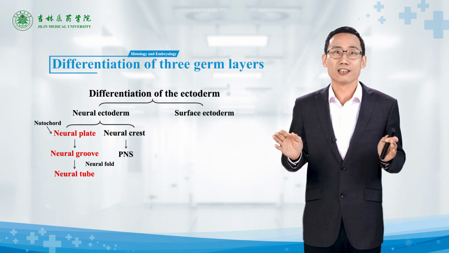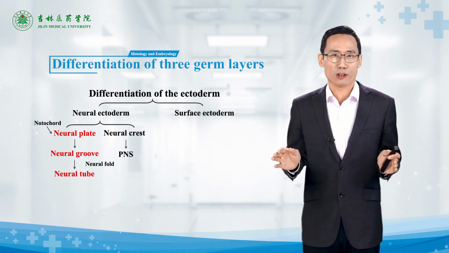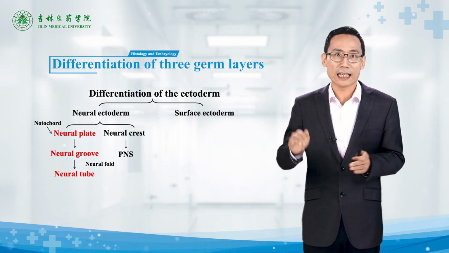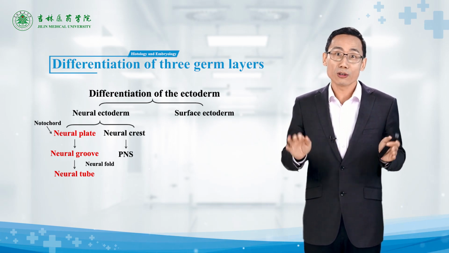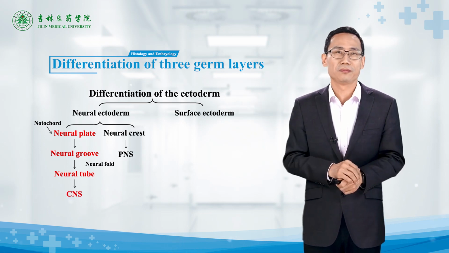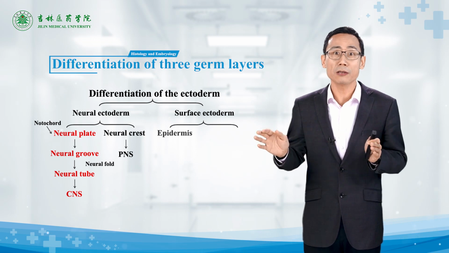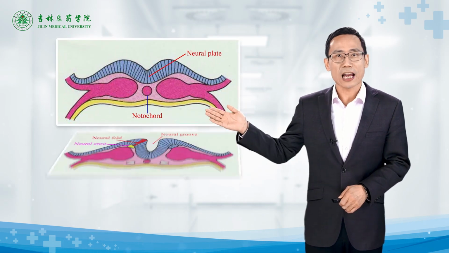The surface ectoderm on both sides of the neural tube close to the dorsal side of the tube and fuse, so that the neural tube is located in the deep surface of the superficial ectoderm. Neural tube is the original basis of central nervous system, and the superficial ectoderm will differentiate into epidermis and skin appendages. Look at this slide.